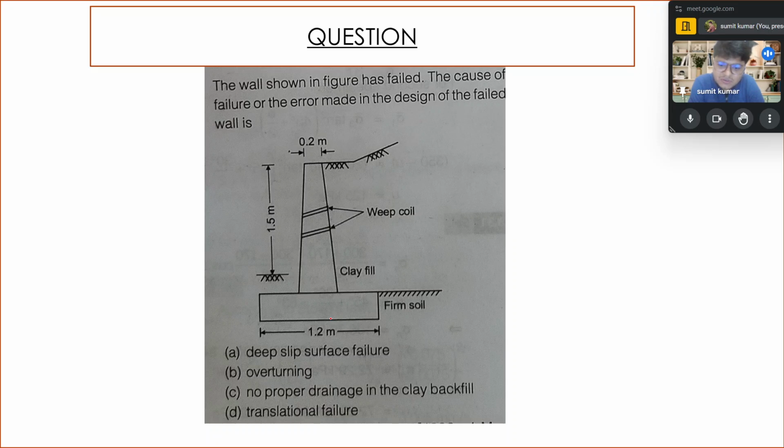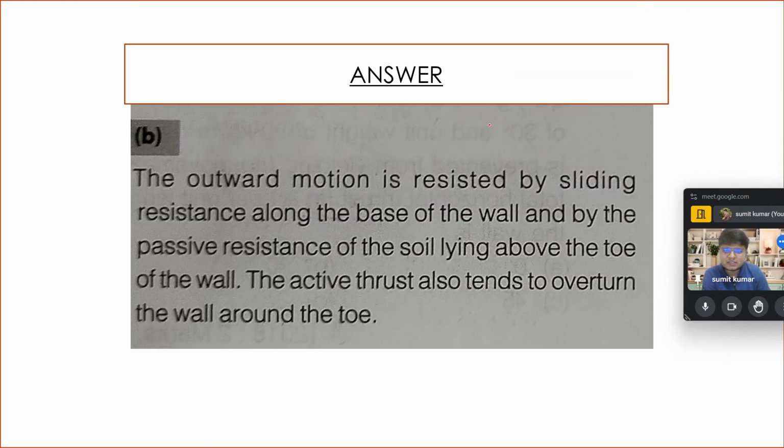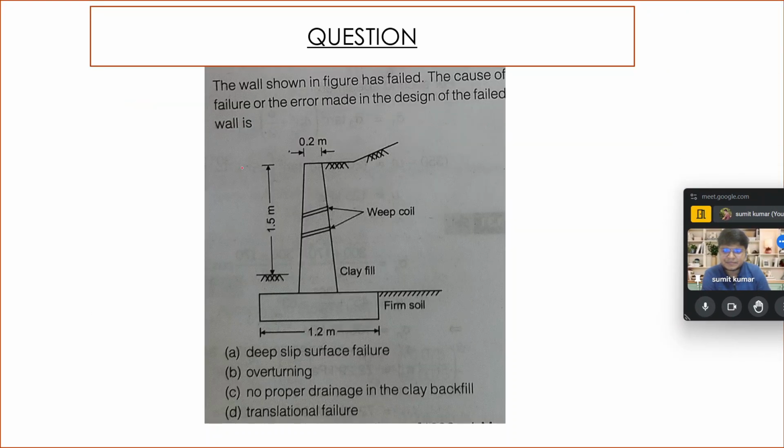So from the question, it is very much clear that the deep slip failure has no meaning, translational failure has no meaning, and overturning is also not associated with that. So our answer for this problem is going to be option number B. Oh, sorry. I have read something else.